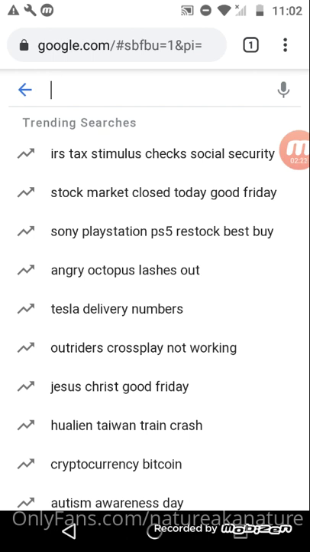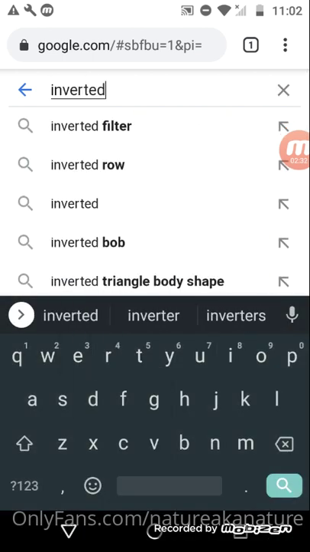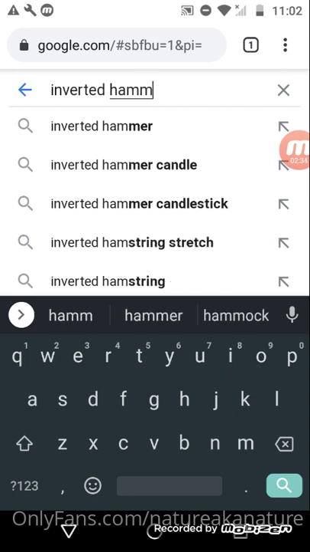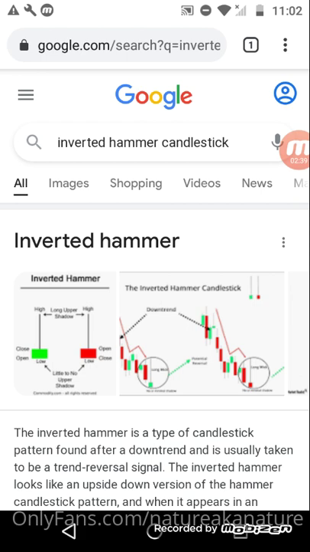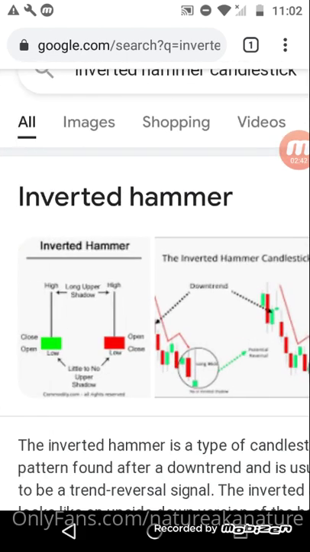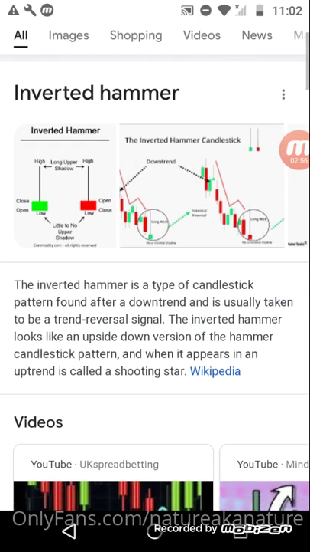Let's just dive straight in and go right into inverted hammer. All right, so this is an inverted hammer. We can do inverted hammer first, and then we could do hanging man. It doesn't matter.